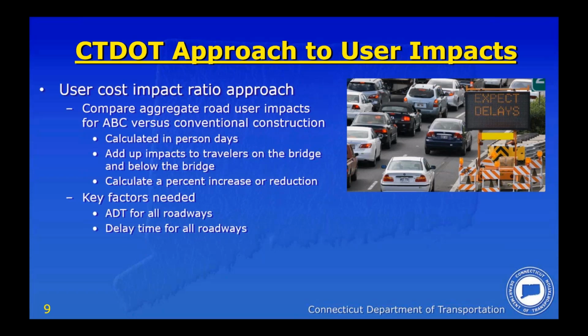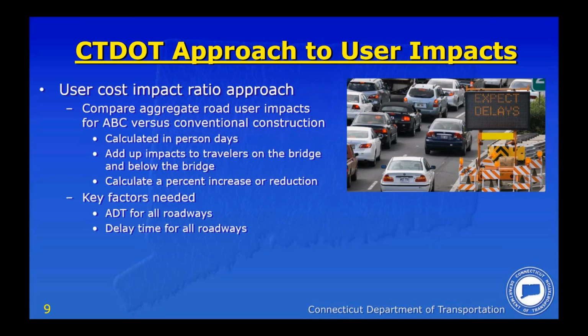So our user cost impact ratio, what you'll see here when I get into the spreadsheets, is we're comparing ABC versus conventional bridge construction. We calculate the unit of measure for user impact as a person day. A person day would be the equivalent of an individual sitting still in traffic for 24 hours.